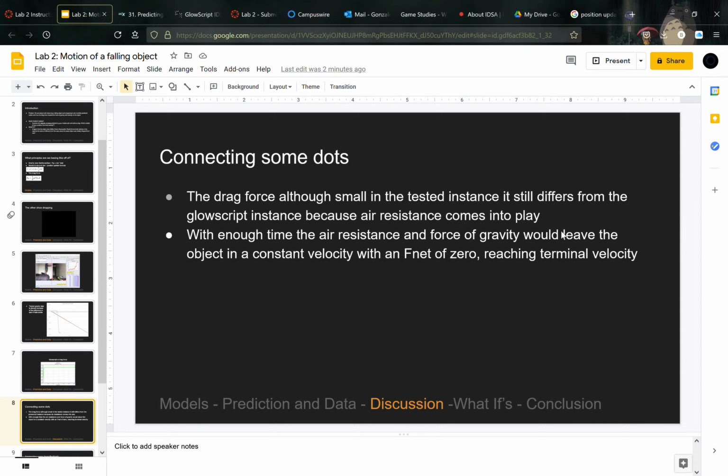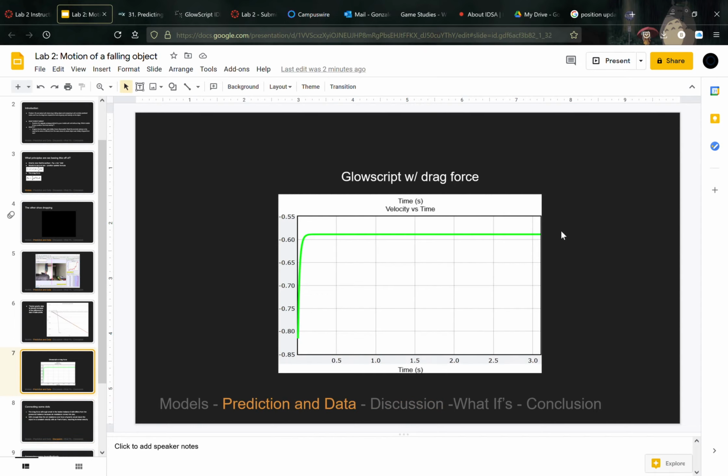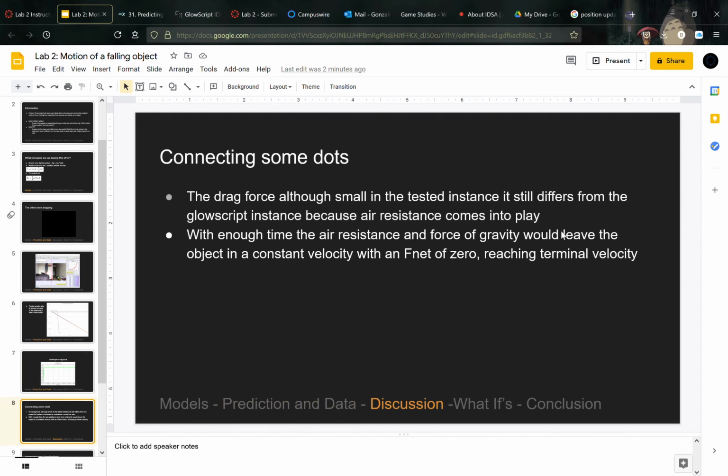Seeing all this data brought together, the drag force, although small in the actual tracker video, shows the importance of air resistance and that it is not just always negligible and ends up mattering quite a bit, especially when it comes to terminal velocity. With enough time, the air resistance, as we saw in that previous graph, and the force of gravity would leave the object in a constant velocity with a net force of 0, and this is the only way that terminal velocity is reached.